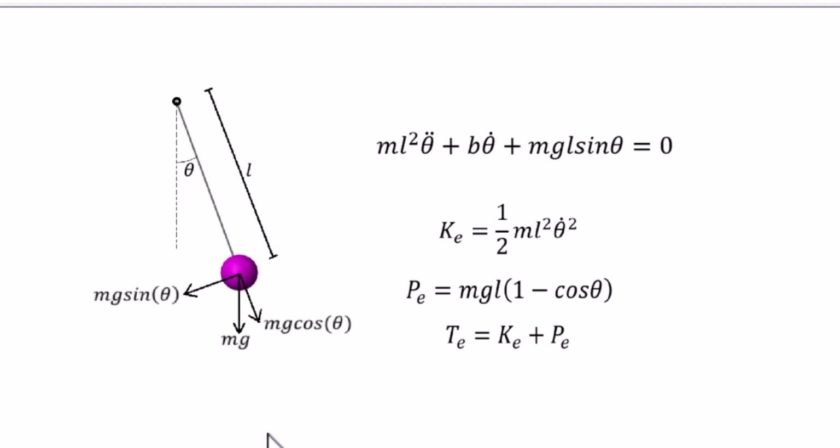Deriving its differential equation, we will arrive at this. Over here, the term b theta dot represents the damping effect. If we make b 0, then we can omit the viscous friction effects on the pendulum. So we are going to do both of the things.